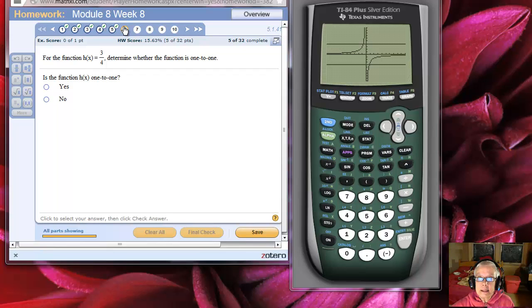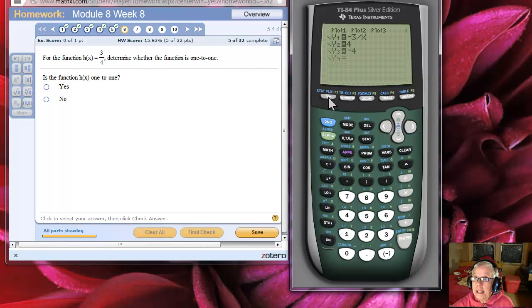And now 6. For the function h of x equals 3/4, determine whether the function is 1-to-1. This is a horizontal line for sure. I'm going to y equals, I'm going to clear, down, clear, down, clear, and then back up to y1, and I'm going to say 3 divided by 4 and graph. Let's make this easier to see by changing my window. I think I'll change to y min equals negative 5 and y max equals positive 5. And now I'm going to graph again.